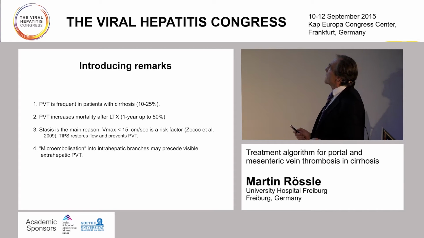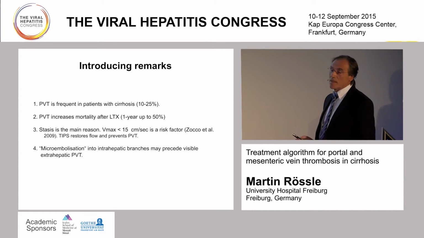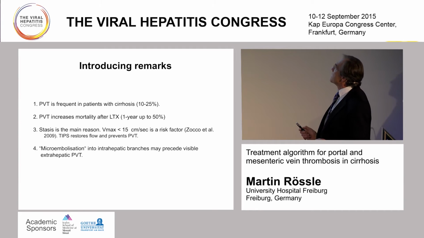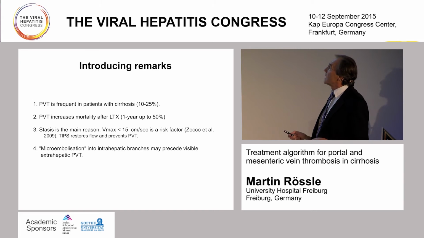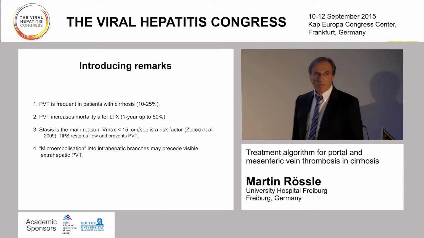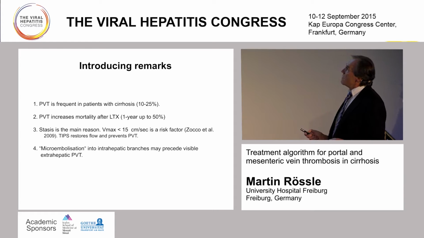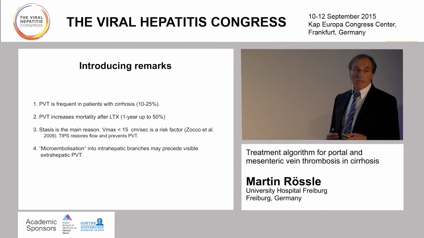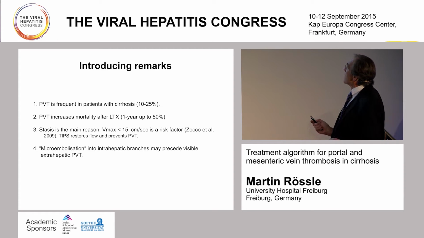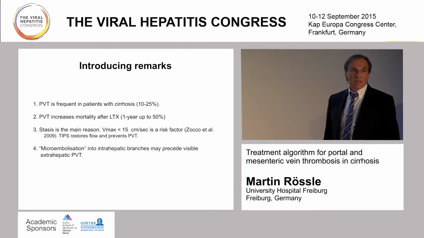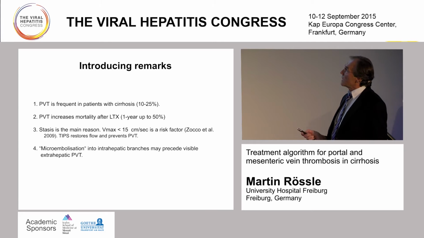It could be shown that a maximal flow velocity of less than 15 centimeters per second in the portal vein is a risk factor for portal vein thrombosis. And TIPS restores the flow velocity in the portal vein, and therefore it prevents portal vein thrombosis very effectively. Fourth, microembolization into intrahepatic branches may precede visible extrahepatic portal vein thrombosis. I will come to this point later.